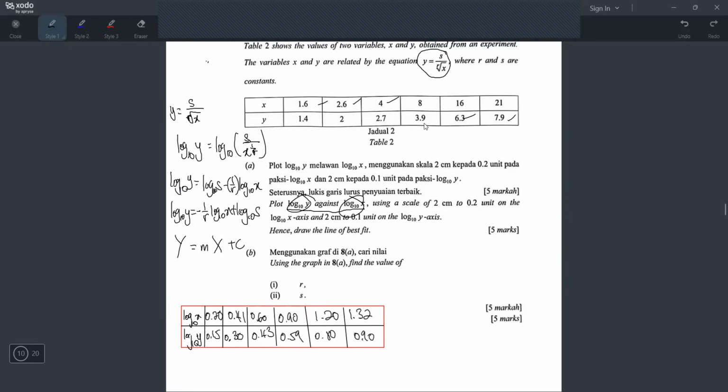And then just press log. Semua tekan log saja. Alright. Okay. So very simple. Nothing much to teach here. Just press calculator. Right. Okay. Now after I have the table, now only I will plot the graph.